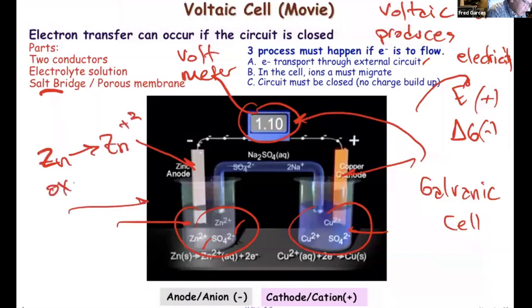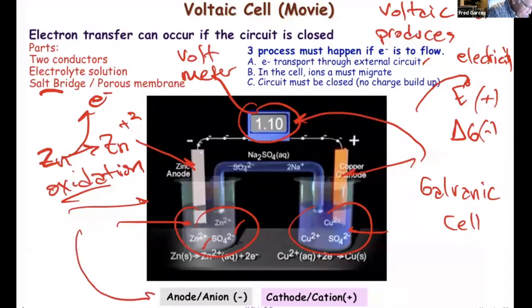Remember, this is where zinc goes to zinc plus 2. This is your oxidation, because the zinc species, which is your reactant, is losing its electrons and becoming the product, zinc plus 2. Well, that's your electron source. That's your electron source. And all oxidation processes are called anode. You can remember that because anode and anions are very similar, and that's where the electrons originate.